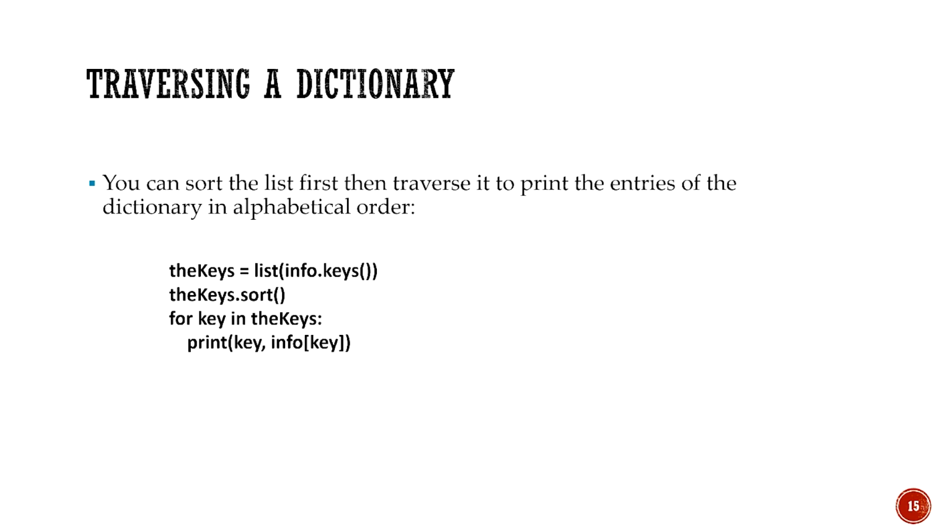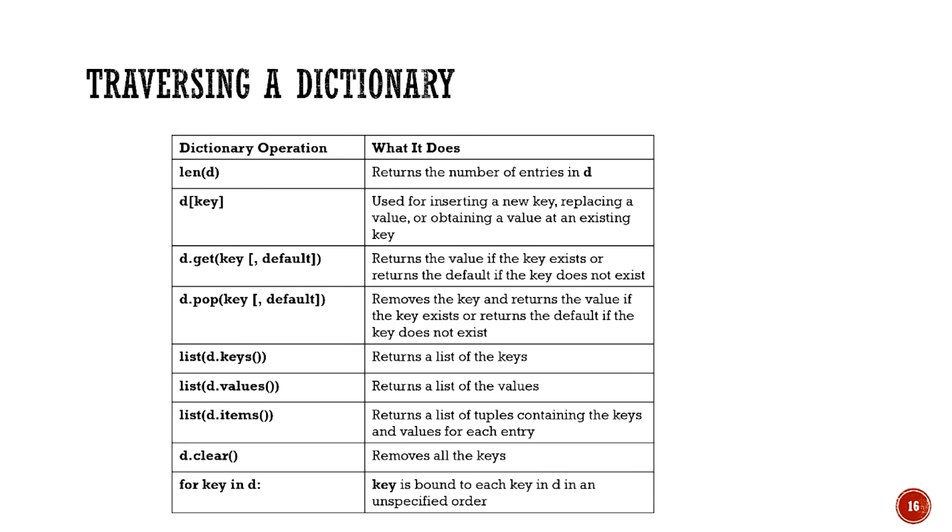So far we learned how we can update values, how we can traverse a dictionary, how we can drop a key and their values. And in this table, you can see many useful operators that you can apply to your dictionary. You can apply the len function, which returns the number of entries in your dictionary, named d. d[key] is used for inserting a new key, as you saw a few examples before, replacing a value or obtaining a value at an existing key.